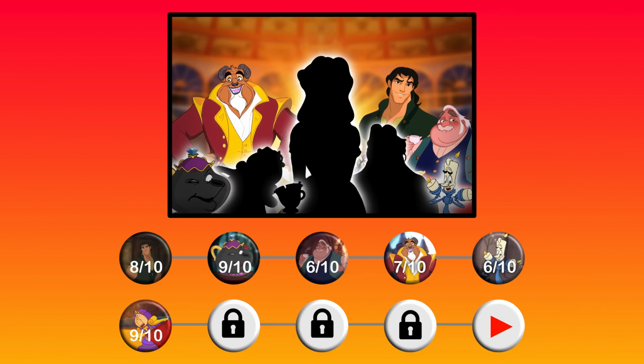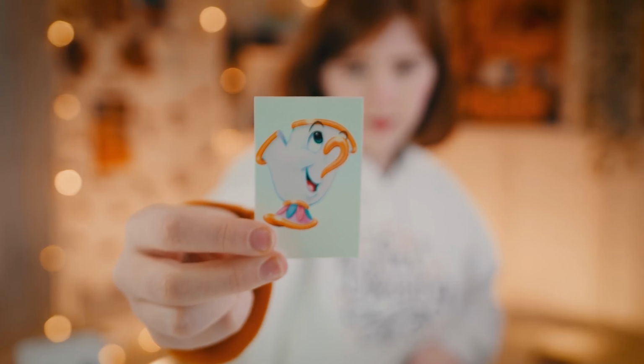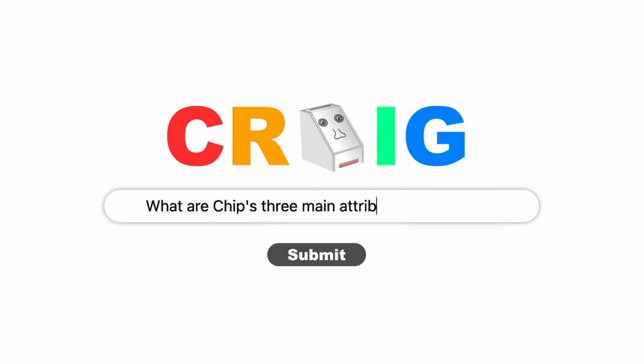I think this one is great and really fun, so I'm gonna give this one a 9 out of 10. Now let's add him to the poster. 3 more characters until the trailer. The next character is Chip. Let's load him in. Okay, Craig, what are Chip's 3 main attributes and key color?